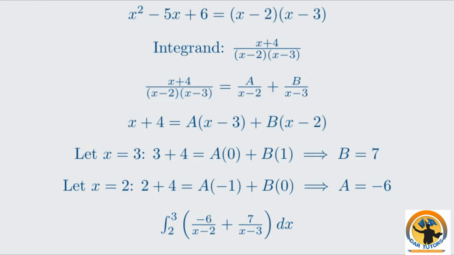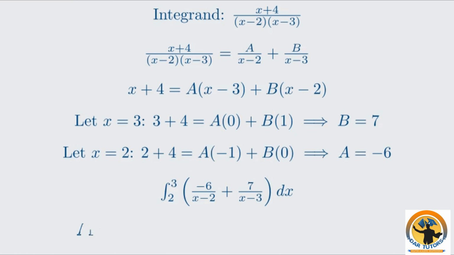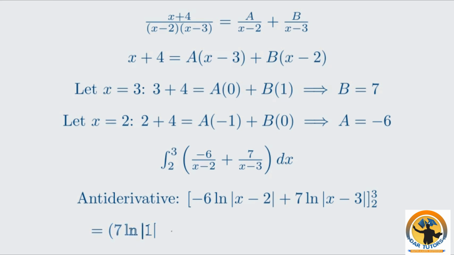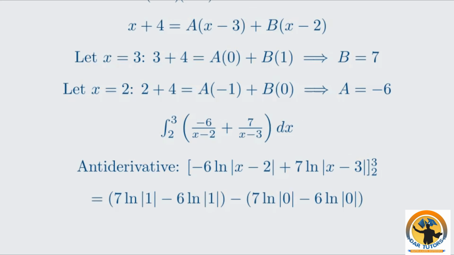The antiderivative of 1 over x plus b is ln of the absolute value of x plus b. The antiderivative is negative 6 ln of the absolute value of x minus 2 plus 7 ln of the absolute value of x minus 3. Evaluating from 2 to 3, we get 7 ln 1 minus 6 ln 1 minus 7 ln 0 plus 6 ln 0. This is problematic because ln 0 is undefined. This means the integral is improper and does not converge.